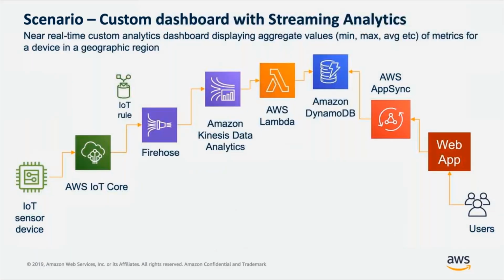Looking at the last scenario, this is a custom dashboard which also introduces a bit of streaming analytics. In the previous solution, we saw an architecture which is just sending the data as it came in with very minimal transformation to a data store. In this case, we've introduced a pipeline in there which also has an Amazon Kinesis Data Analytics piece, which is doing streaming analytics.